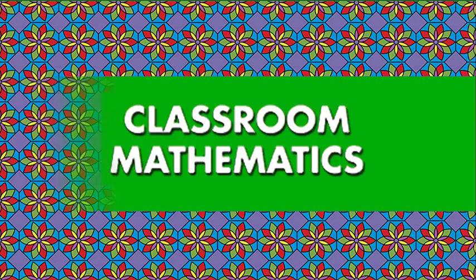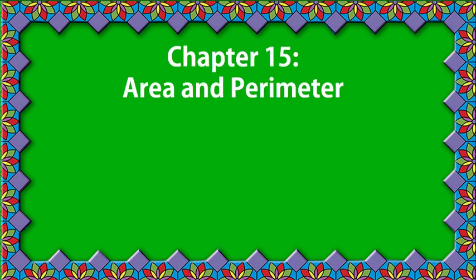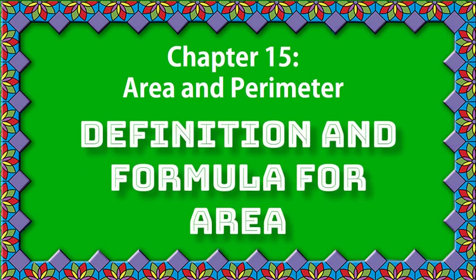In this lesson of Classroom Mathematics, we are still busy with Chapter 5, Area and Perimeter, and today's lesson is Definition and Formula for Area. Today we're going to go into deeper detail on the formulas for area. So far we've learned the formulas and we've used them, but now we're going to see where they come from, how they are derived. And then we're going to go further and derive some formulas for the different types of quadrilaterals.